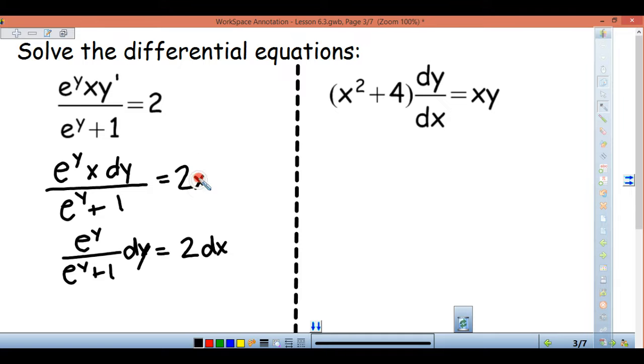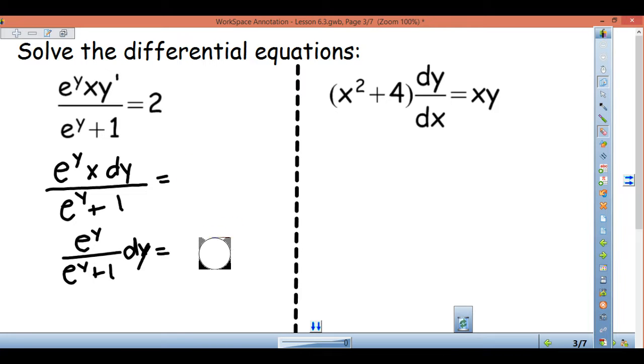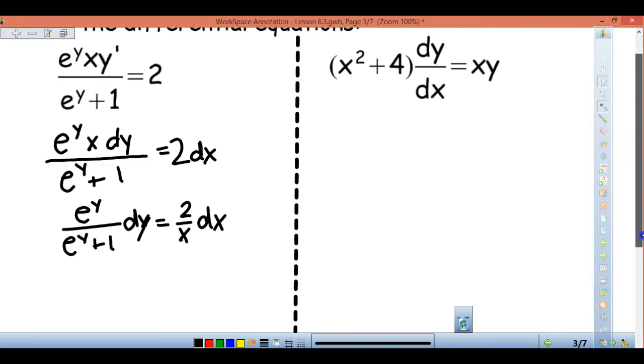This was supposed to be a dx here, so let's fix that real quick. So this was supposed to be 2 dx, so then I'm going to have 2 over x dx.